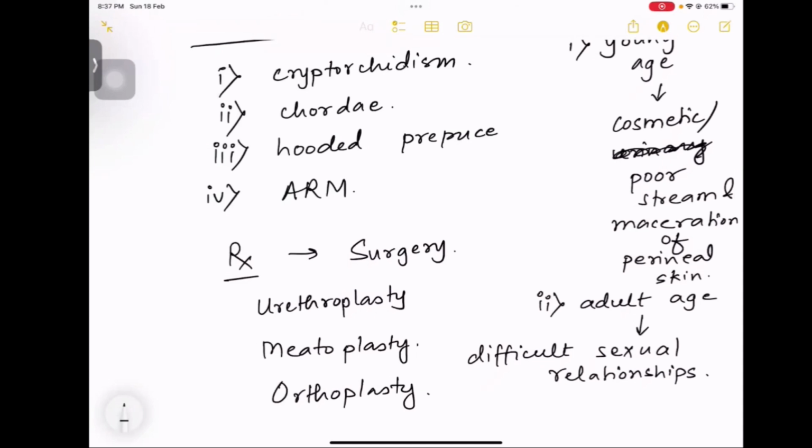Right? Now what is the treatment of hypospadias? So treatment is surgery. क्या क्या options हो सकता है? Meatoplasty हो सकता है, urethroplasty हो सकता है and orthoplasty हो सकता है. These are the surgical options for hypospadias.